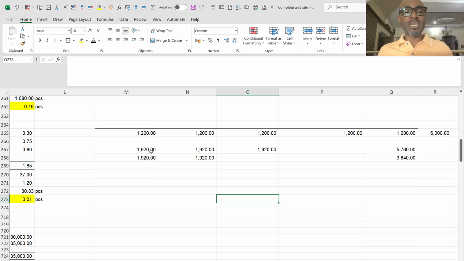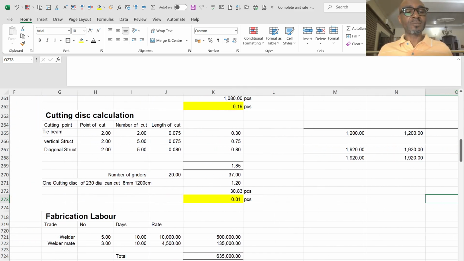So I've succeeded in getting 3 pieces from one length. So I need to cut another 2 pieces from another length. So I'm going to cut 1 cut, 2 cut, 3 cut, then 4 cut, 5 cuts. And that is why you're having 5 cut also for the diagonal.